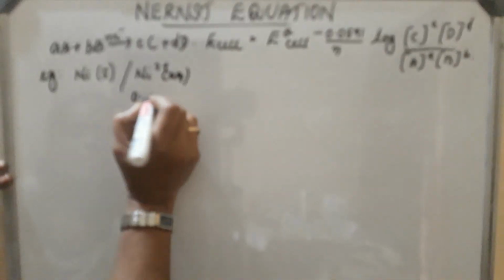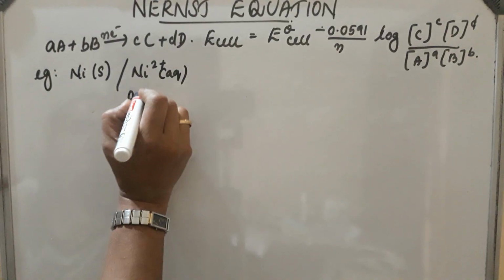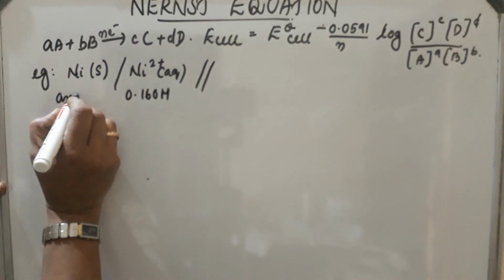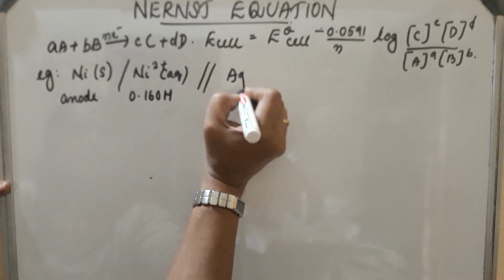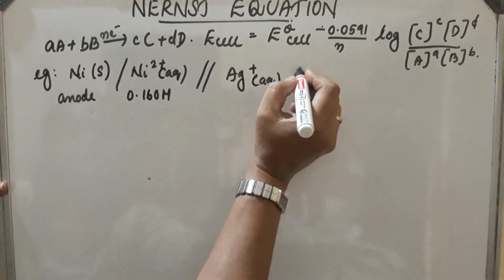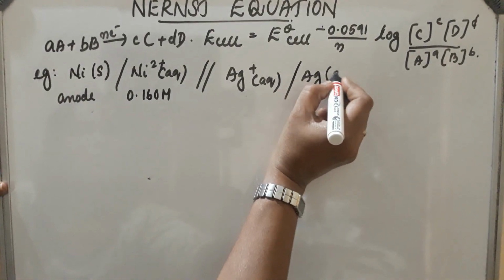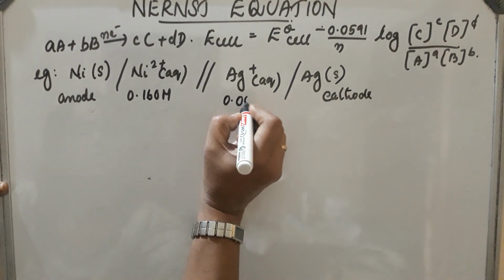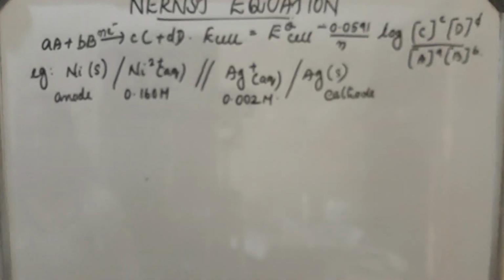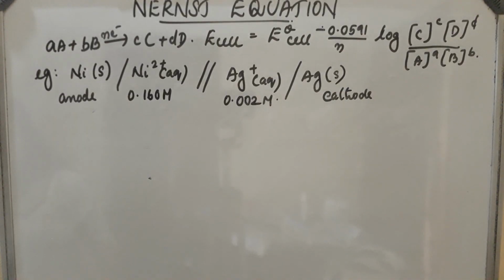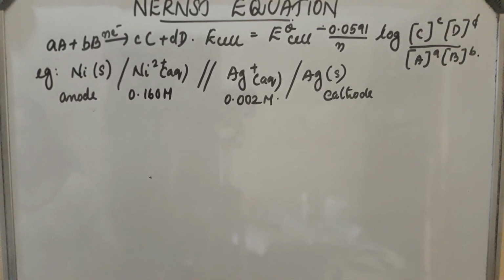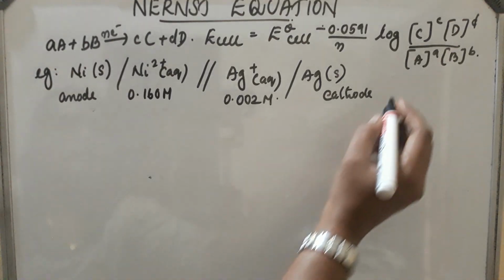Here the concentration given is 0.160 molar. Now, this anode, cathode will be silver, like this. This is the cathode. Concentration given is 0.002 molar. How can we find the E of cell, that is the electrode potential of the cell? The standard electrode potential is also given, that is 1.05 volt.